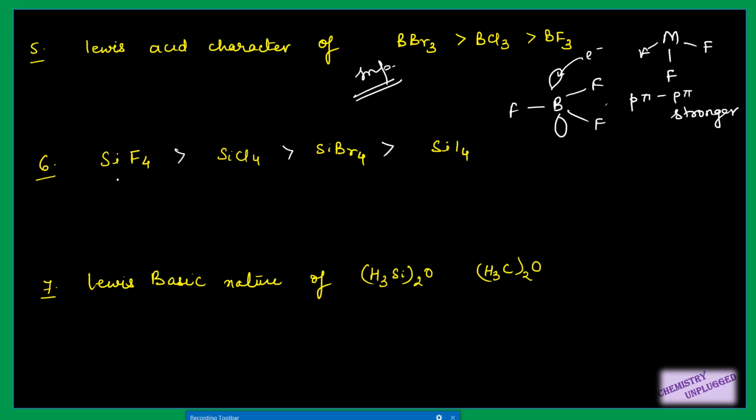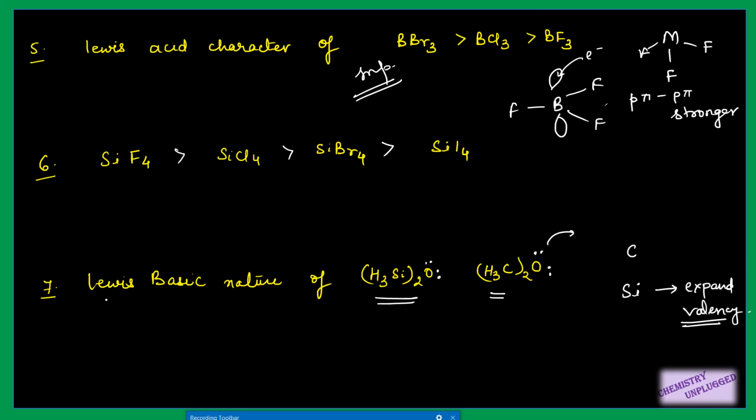The same concept will be followed: as the electronegative nature of the halide attached increases, acidic strength increases. Then the Lewis basic nature of this one, and this is a very interesting example. So you can understand that all things are common except we have carbon and silicon here. Silicon can expand its valency, right? Expand its valency means the electron present on oxygen can be donated, right?